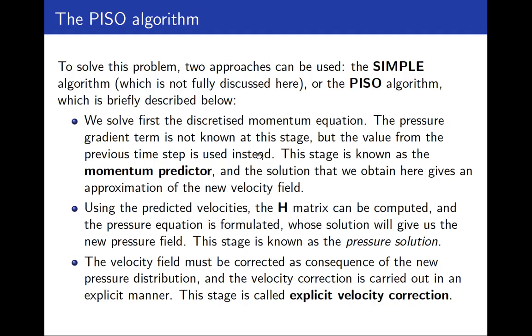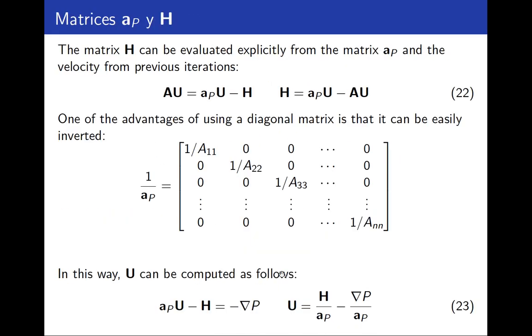So the PISO algorithm consists of different stages. So the first step is we need to solve the discretized momentum equation, which is the equation that appears here.